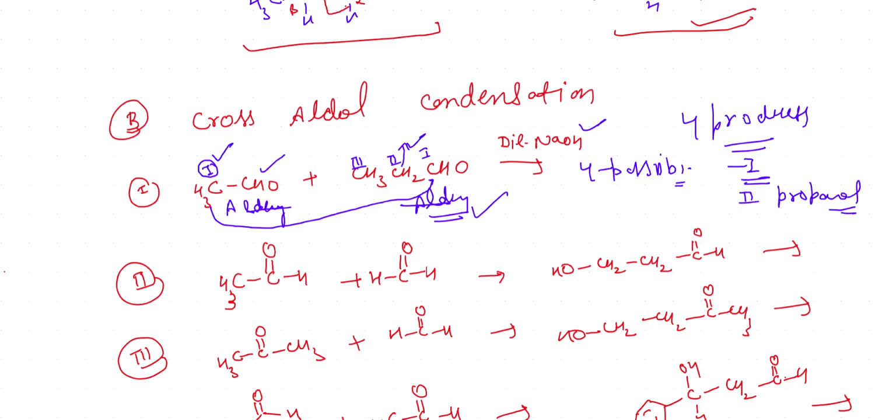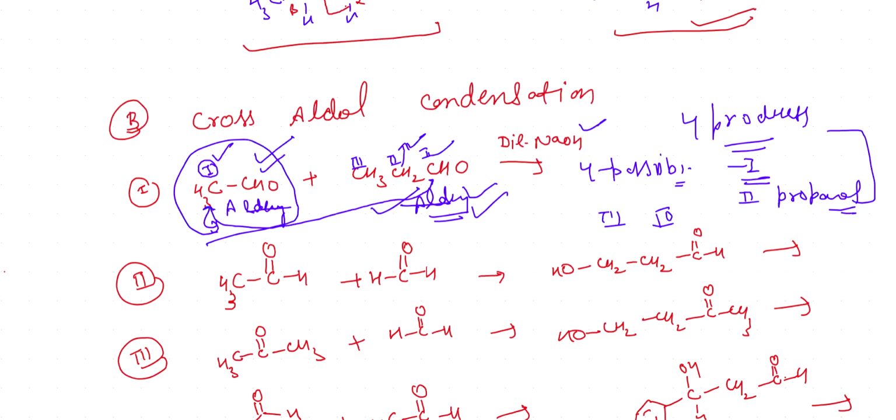That is your second possibility. Third and fourth, these molecules can also undergo self-condensation reactions. It means acetaldehyde can react with itself, with its second molecule, and propanal can also react with itself. Clear? So there are four possibilities in this reaction. So you will get a number of products, and the yield of the desired product is very low, because both of these reactants have alpha hydrogens. Look at the second example.